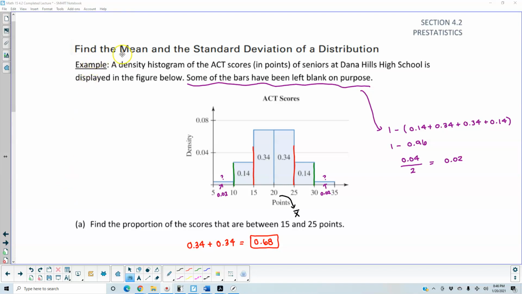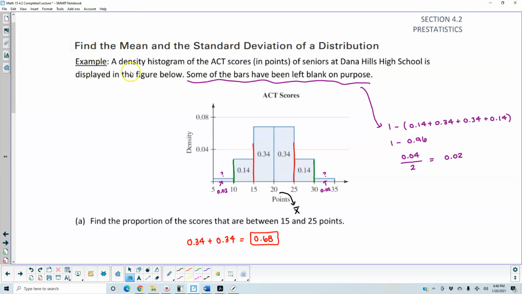Okay, the next example is finding the mean, standard deviation, and proportions of a distribution. In the example, a density histogram of the ACT scores and points of seniors at Dana Hills High School is displayed in the figure below. Now, some of the bars have been left blank on purpose.